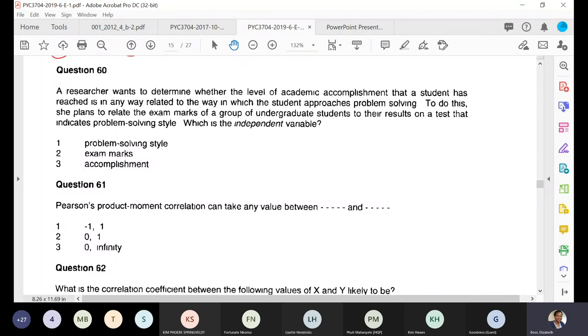A researcher wants to determine whether the level of academic accomplishment that a student has reached is in any way related to the way in which the student approaches a problem. To do this, she plans to relate the exam mark of the group of undergrad students to their results on the test that indicates a problem-solving style. What is the independent variable in this? Problem solving style. Number one, yes. Option three. It's the X.